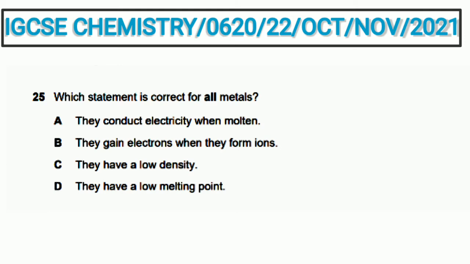C. They have low density. Incorrect again. They have high density. D. They have low melting point. Again incorrect statement. They generally have high melting points. So here option A is the correct answer. They conduct electricity when molten.